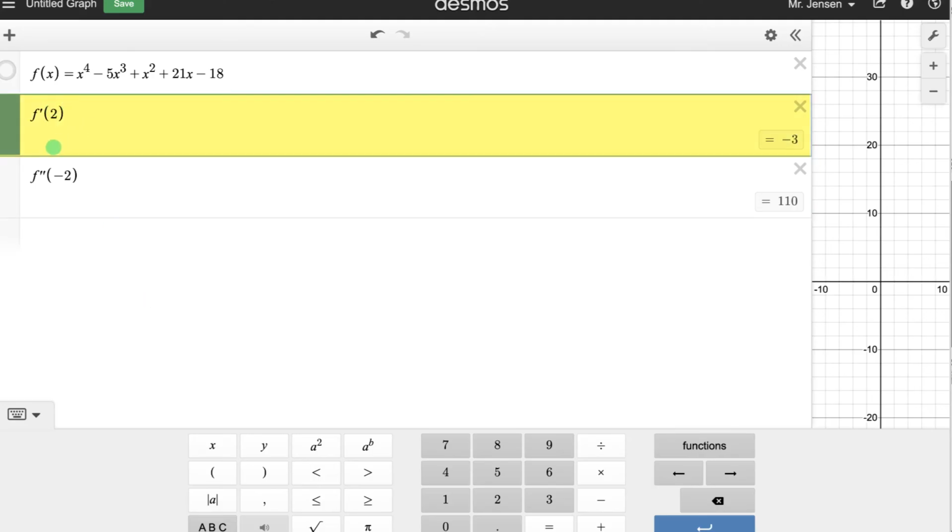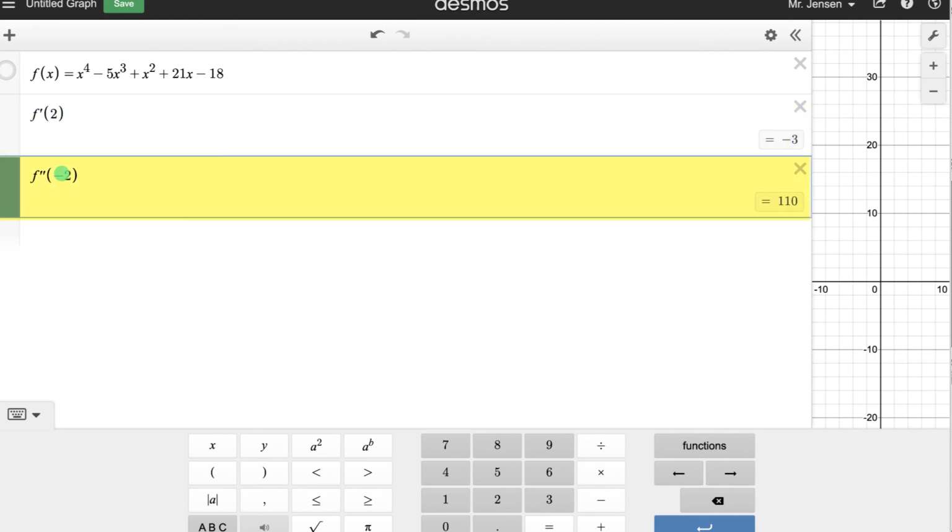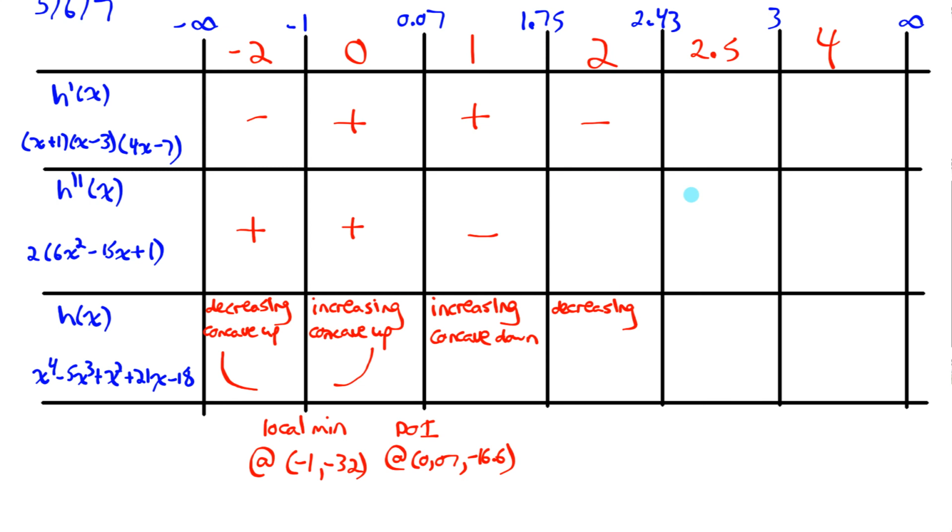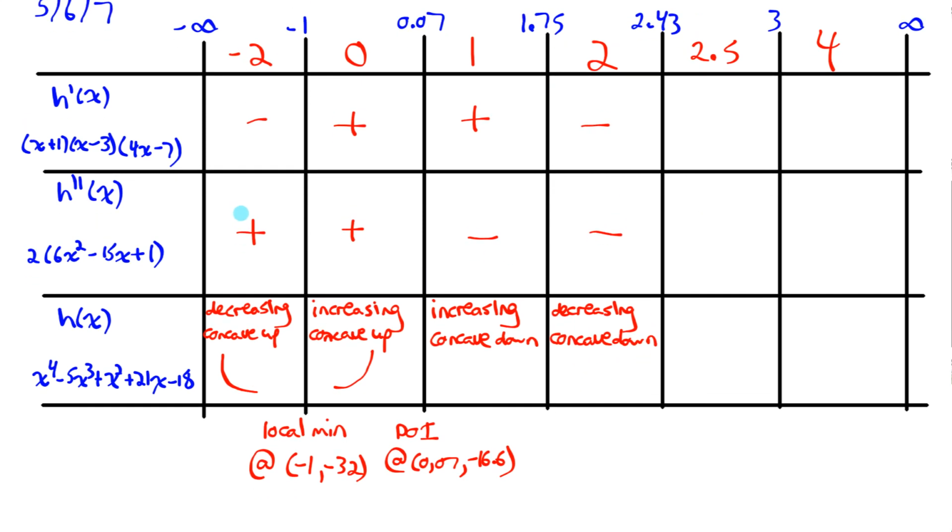We already plugged it into the first and knew it was going to be negative, but what is an x value of 2 plugged into the second derivative? It's also negative. So that means that it is concave down in this interval as well. So in this interval, we have a decreasing function that's concave down. A decreasing function that's concave down looks like this.